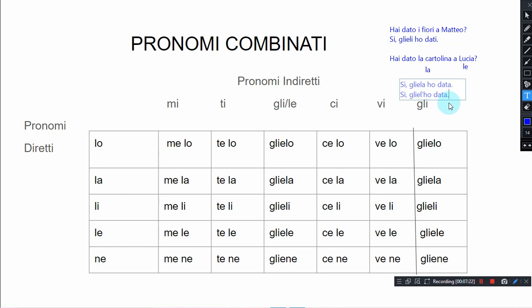Gli, le, and loro, they get written attached to the direct object pronoun: glielo, gliela, glieli. Again here, gliele, gliene, they get always written attached, whereas these pronouns ci, vi, mi, ti get written in a separate way.